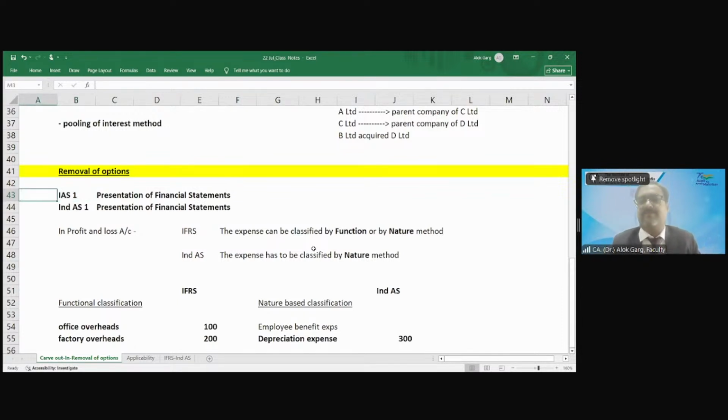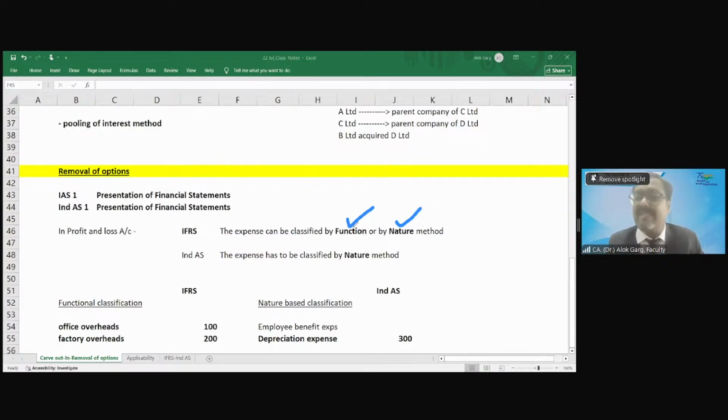IAS 1, friends. There is a standard called International Accounting Standard 1, which talks about presentation of financial statements. In India, we have Ind AS 1 on the presentation of financial statements. Friends, in profit and loss account, IFRS says that the expense can be classified either by function method or by nature method. So IFRS gives you two choices for presentation of your expenses in the profit and loss account. And what are those two choices? Function method or nature method. There are two options.